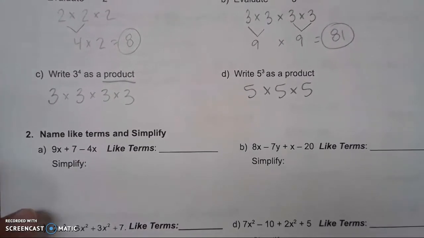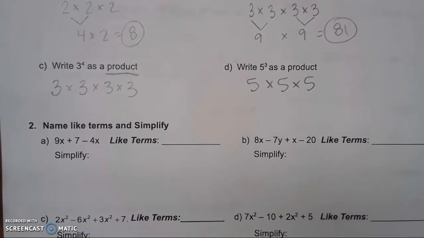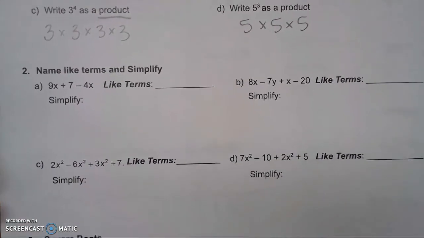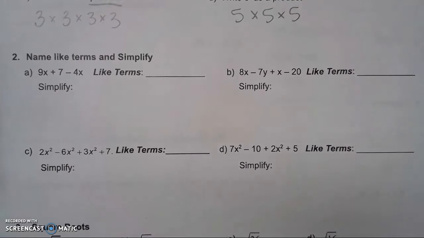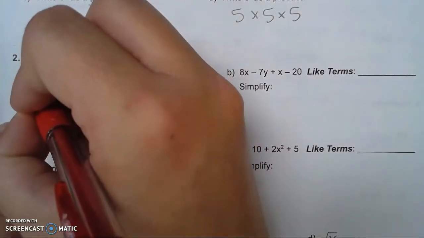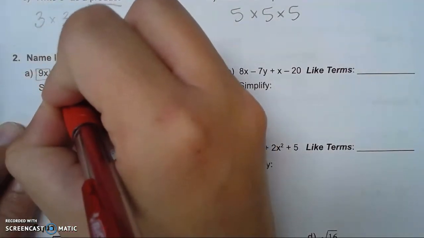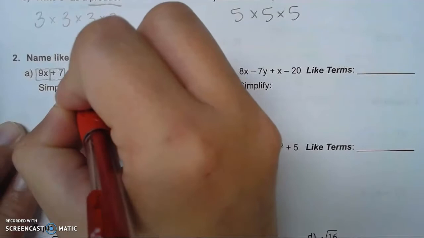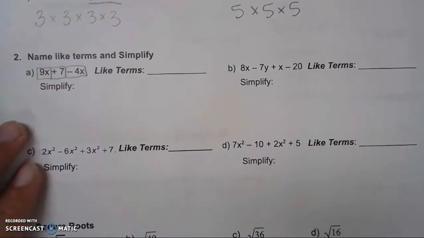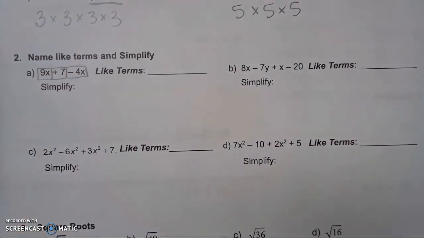Alright, moving on to the second part, name like terms and simplify. So the way that I taught my class was to use the boxing method. Whenever you use the boxing method, you are boxing in every single term as well as the operation that's before it, so that whenever you see subtraction signs, it's easier to see them as negative signs, and it's easier to identify your like terms.